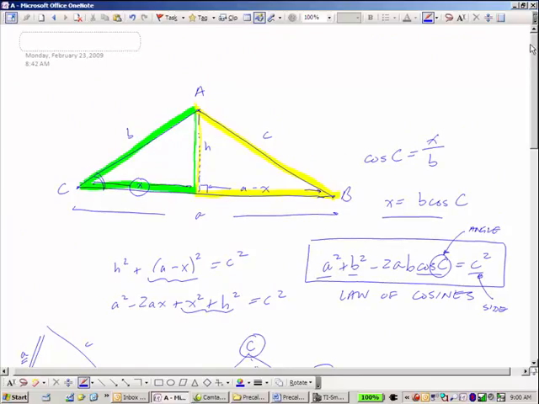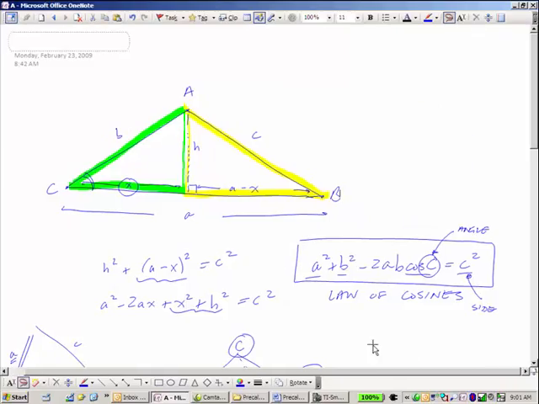Back to this triangle. Actually, let's not do that. Let's just get rid of this. All right, so the same triangle that we started with, you don't have to frantically write this down. Just agree with me, okay? Sine of angle C is opposite over hypotenuse.